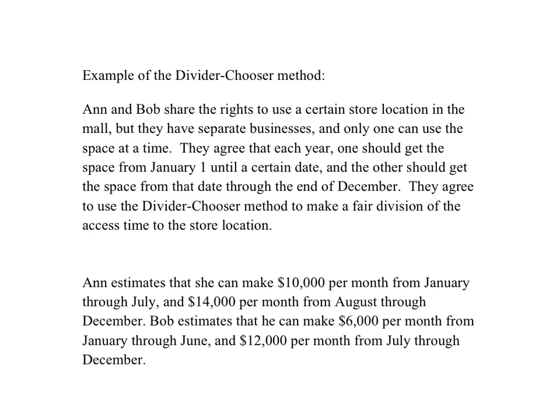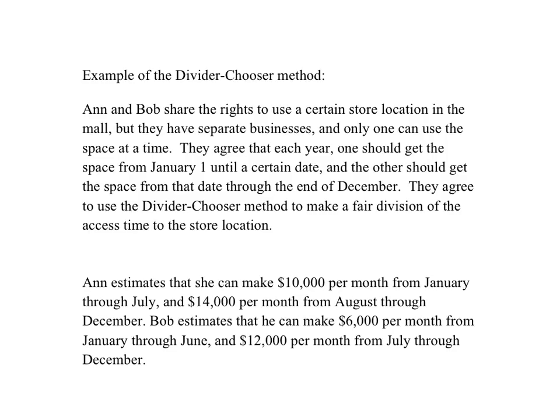So they agree to use the divider-chooser method to make a fair division of the access time to the store location. Right? So this is a continuous division problem. When they make that division point at a certain date, that could in principle occur anywhere during the calendar year, and indeed at any time of day during that turnover day.